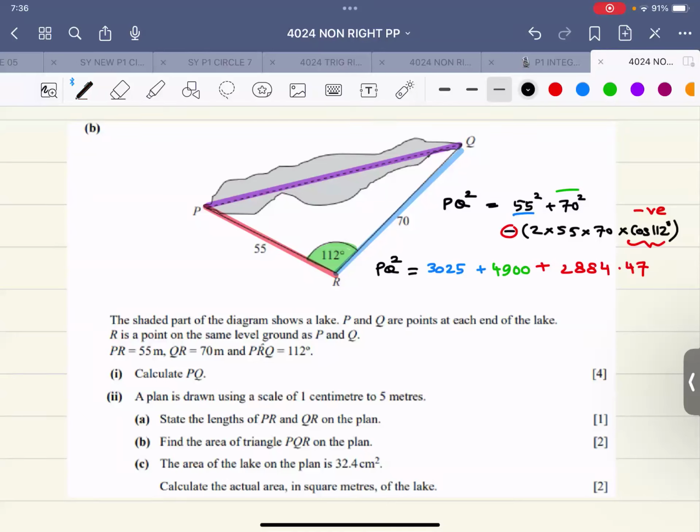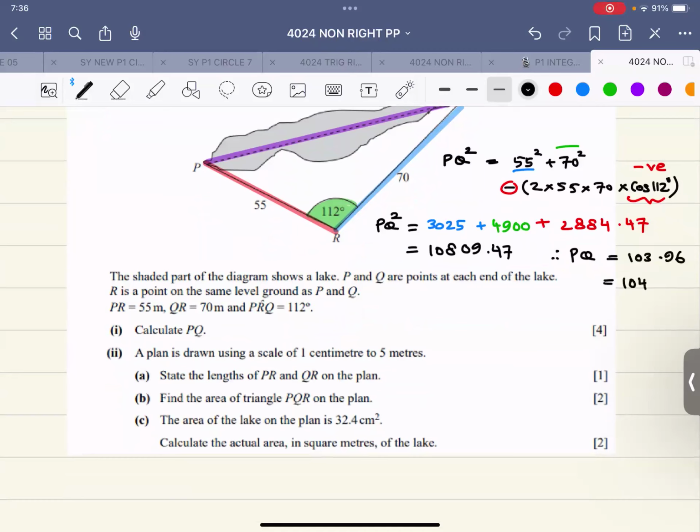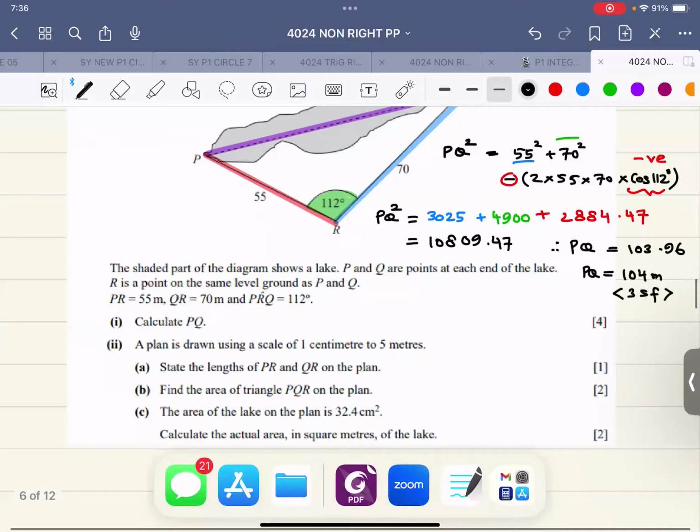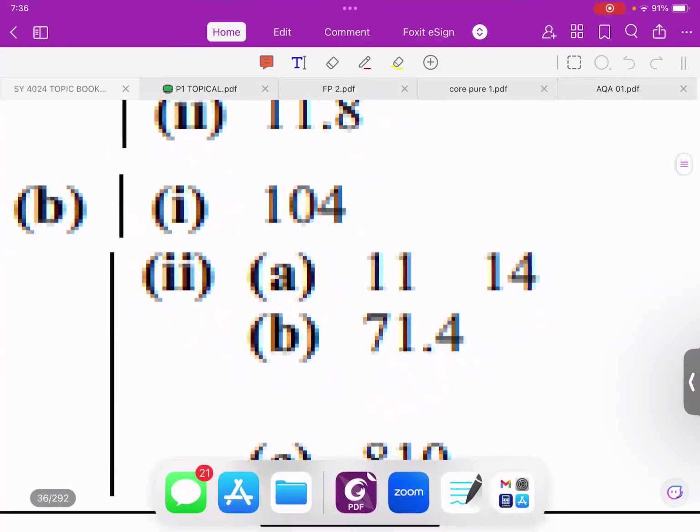So let's add it up. That is 3025 plus 4900 plus 2884.47. This comes out to be 10809.47. Therefore, let's make PQ the subject. Let's take the square root of this, and that comes out to be 103.96, which can be written as 104, and the unit is what? That's meters, correct to 3 significant figures. So that is the answer for this part. Again, just double check right away. That is 104, all good. Now let's move on.